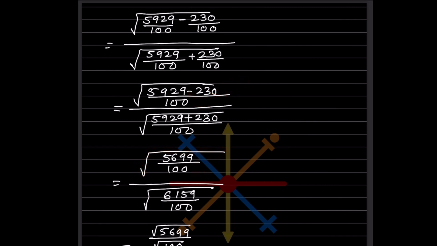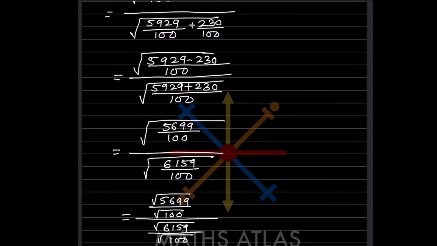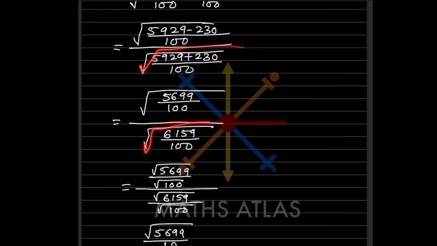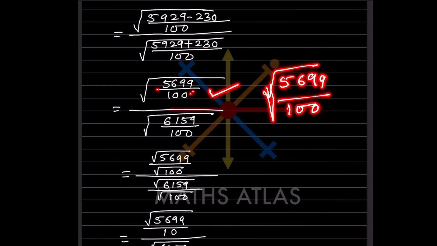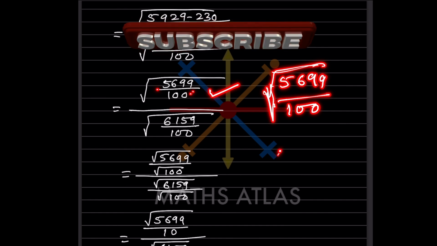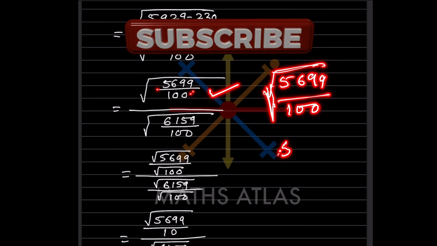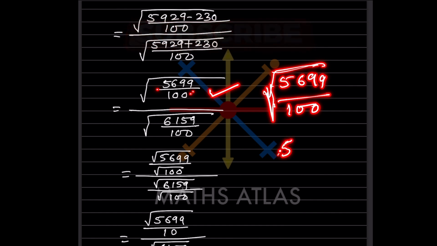Same in the denominator, you have to add this one, you get 6159 divided by 100, and the root is as it is. So now what you can do, again we can do for this part, because it is 5699, only the steps are more, but you don't have to worry. Later on you can minimize the steps if you are confident with that, but the more the steps, the fewer the mistakes, we can say.